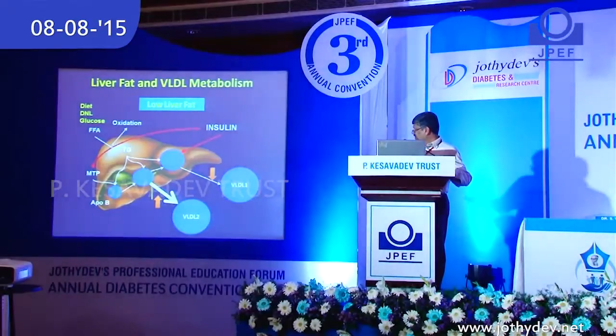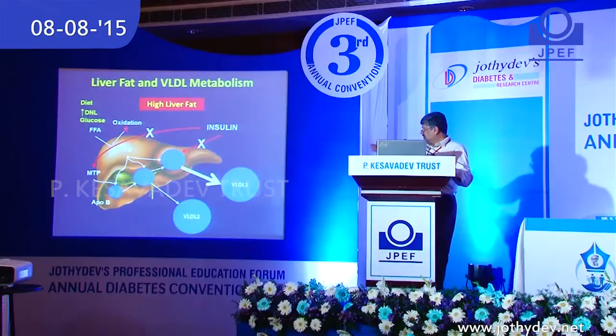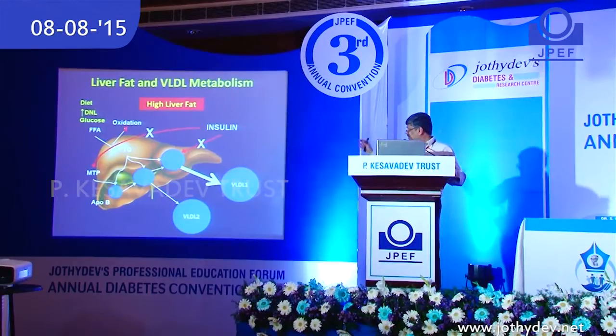Insulin is working, and it cuts off VLDL1 production, and most of the VLDL circulating in the body is in the VLDL2 form, which is a relatively healthier form of VLDL. When you have insulin resistance and high liver fat, this is what is happening. Most of the TG is accumulating, insulin is not working properly, and you have a lot of VLDL1 production, and we'll come to that when we talk of cardiovascular risk.